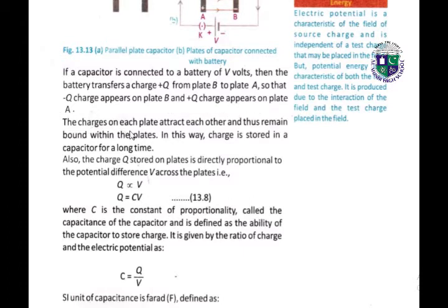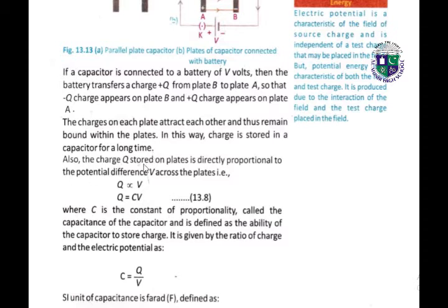The charges on each plate attract each other and thus remain bound within the plates. In this way, charge is stored in a capacitor for a long time. So it is the behavior of the charges and the device which stores the charges, capacitors.